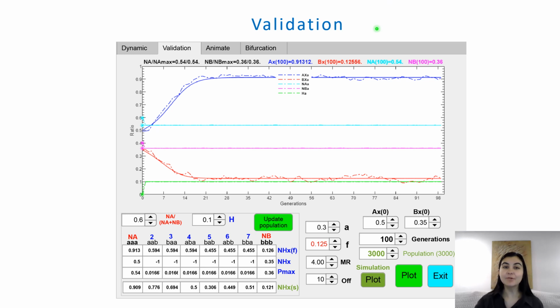The last step was to verify that our mathematical model corresponds to the results of our individual-based computer simulation. And here you can see that the results of the mathematical model are shown by the solid line, and the computer simulation results are shown by the dotted line. The results both correspond very closely.